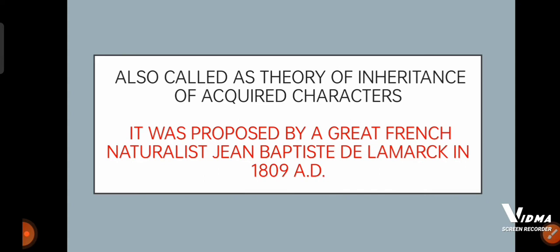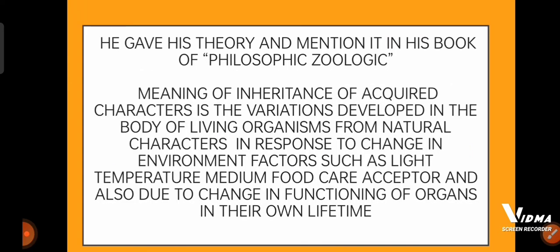It is also known as the theory of inheritance of acquired characters. And what is the meaning of inheritance of acquired characters? So let's discuss this. It is the variation developed in the body of living organisms from natural characters in response to change in environmental factors such as light, temperature, medium, food, and also due to the change in functioning of organs in their own lifetime.